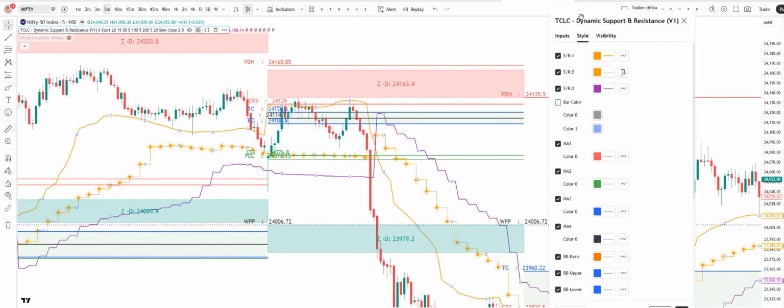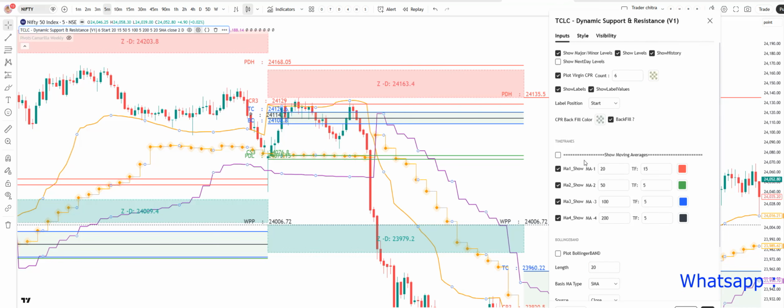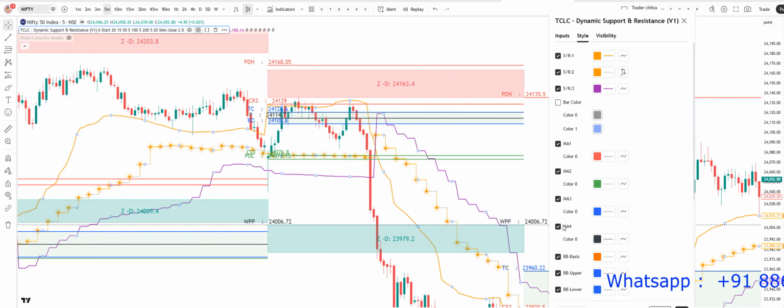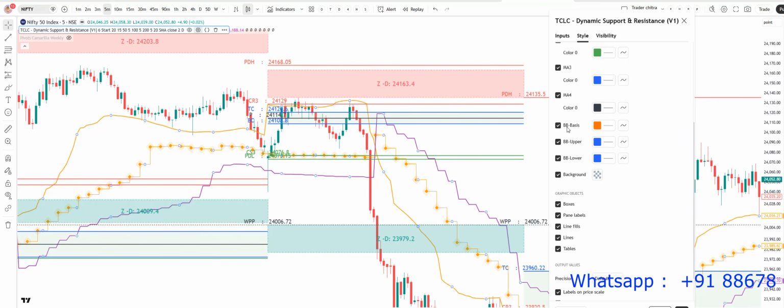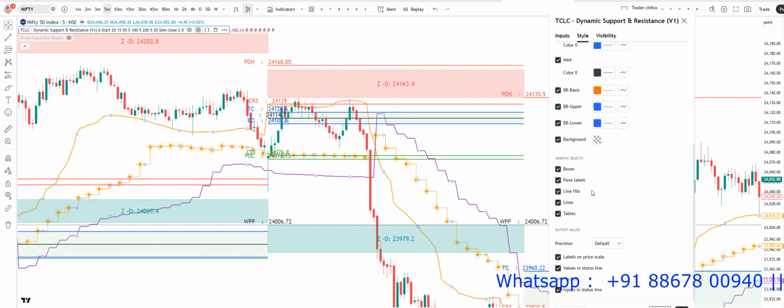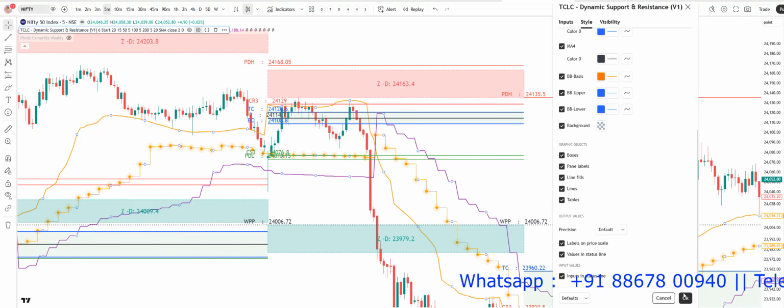Under the styles we have options like support resistance 1, which is yellow in color. Support resistance 2 is a diamond color. This is the main major resistance zone. Support and resistance 3 is the purple one. And here we have given the moving averages. If you are using the moving averages, you can always come to style and give the options. This is for Bollinger Band basis, upper and the lower. Now next we can click on OK.